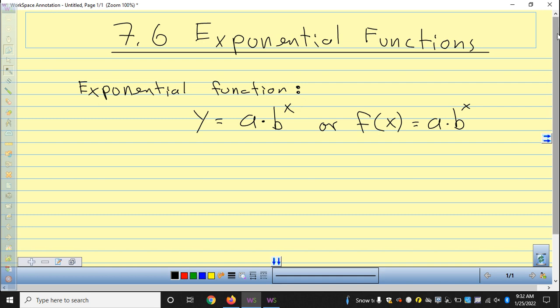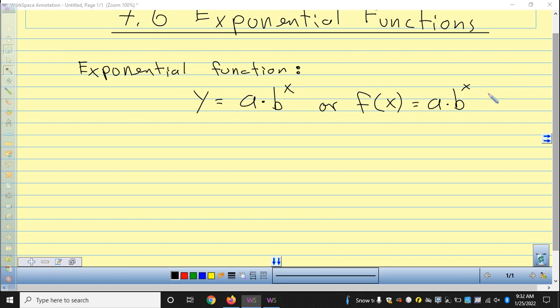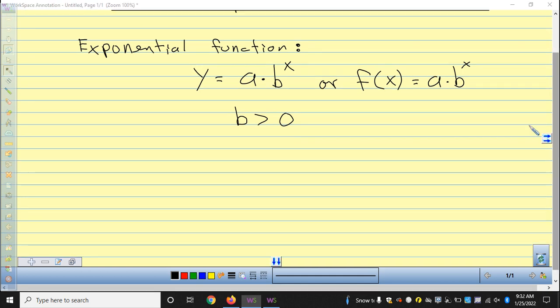And for all the exponential functions that we are going to work with, b, the base of the exponent, is going to be greater than 0. So we're always going to have a positive number that we're raising to a power. This b is never going to be a negative number.